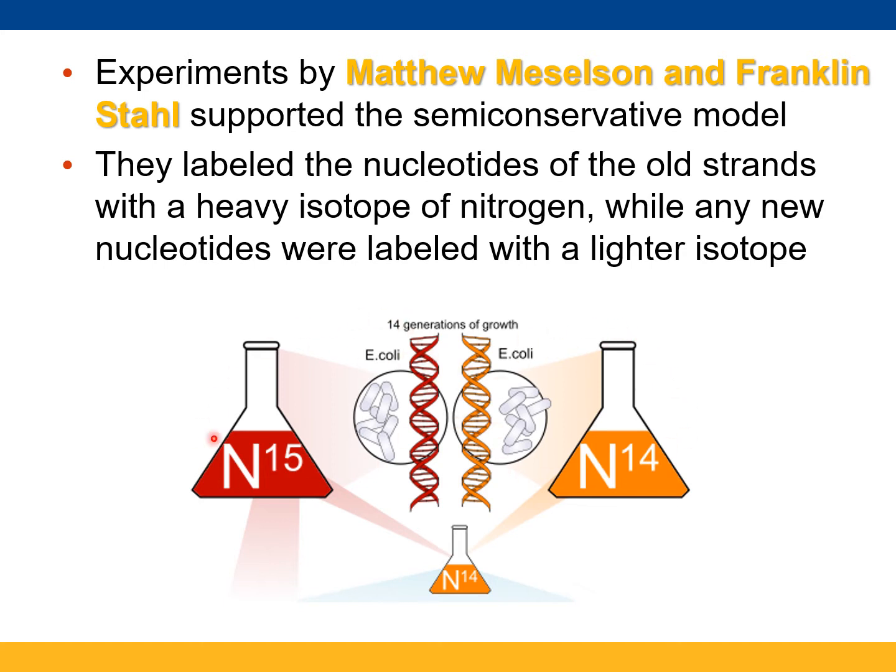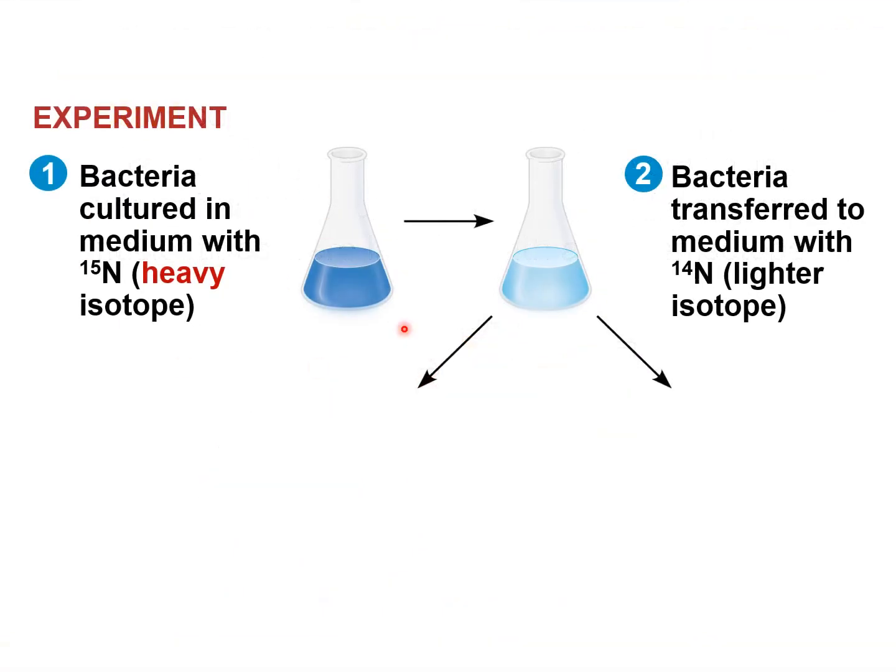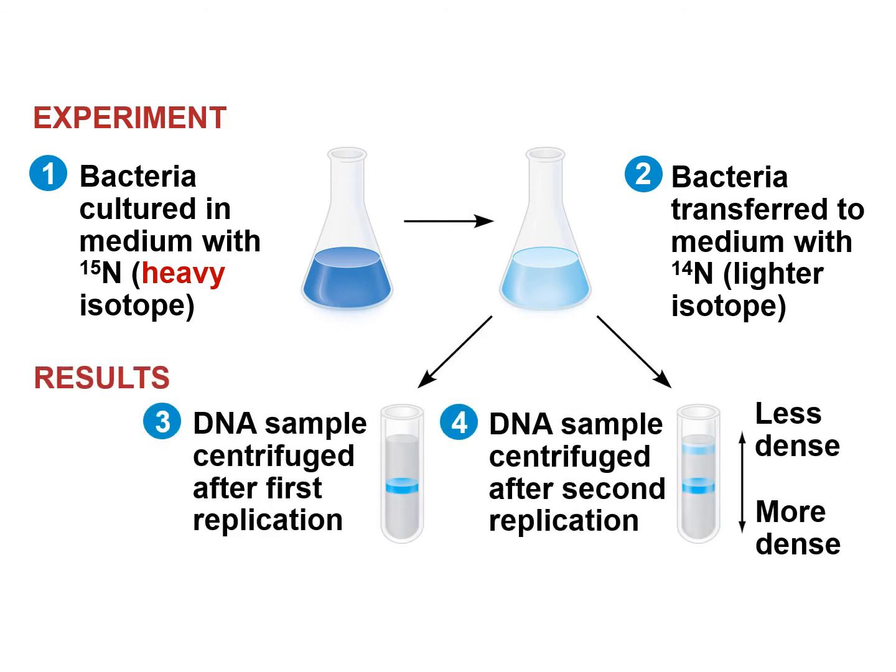So they would let the bacteria grow in nitrogen 15, and then they switched the broth to nitrogen 14, and then isolated the DNA after a certain number of divisions. They grew them up in heavy nitrogen, nitrogen 15. They transferred those bacteria to nitrogen 14, and then they let them grow for one cell division. Then they isolated the DNA and centrifuged it.